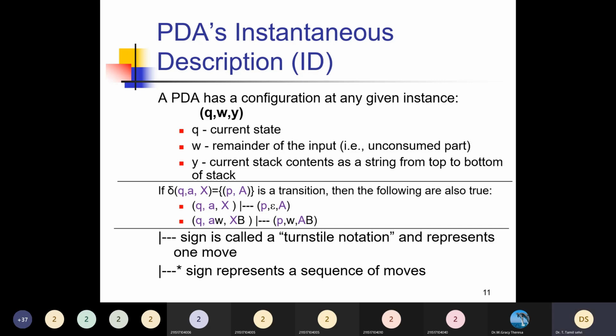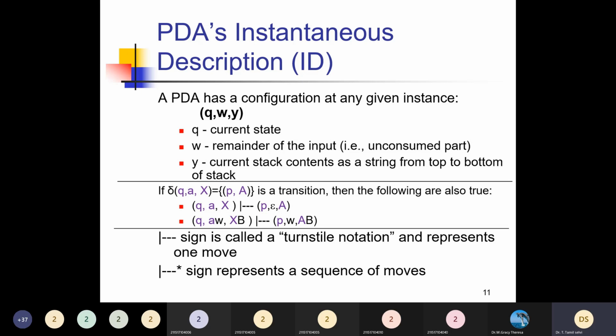So a PDA has a configuration at any given instance. We know the configuration of a PDA: q is the state, w is the string, and y is the top of the stack. So q is nothing but the current state, w is the remainder of the input, that is, the unconsumed, unread part of the given input string. y is the current stack contents as a string from top to bottom of the stack. So we have the PDA configuration like this.